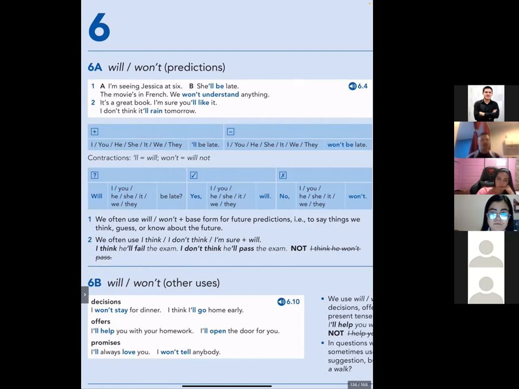The other one: the movie is in French, we won't understand anything. I don't know if anybody speaks French. I don't speak French. So if I just turn on the TV and there is a movie being played and it's in French, there is no chance that I will understand anything. Okay, so again, it's a prediction based on the little information that I have.